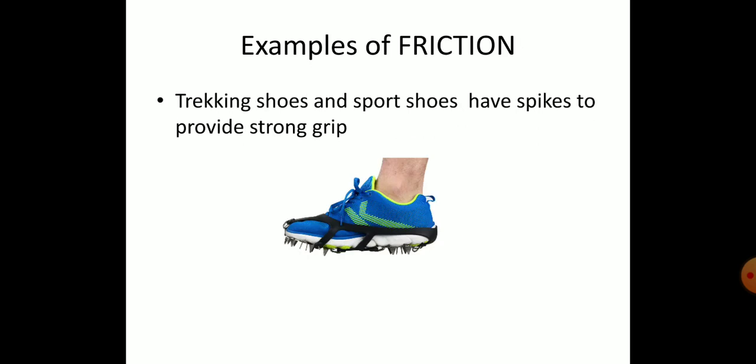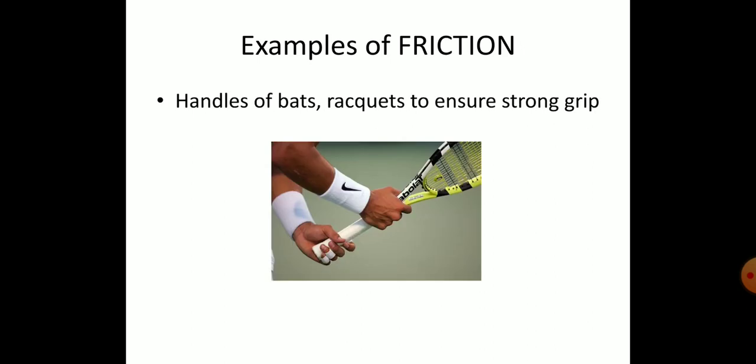The next example is trekking shoes with spikes. Spikes means small thorn-like features at the bottom of the shoes. Why do we want that? Because when athletes or trekking people are running or trekking, they should have grip from the shoes on the ground. To get the grip, they have spikes on the shoes.